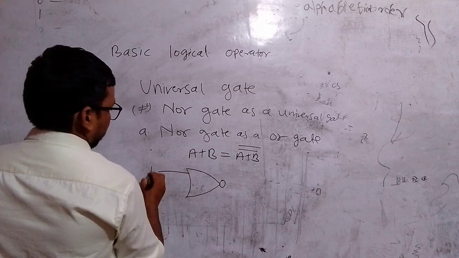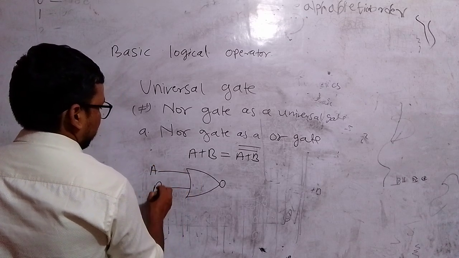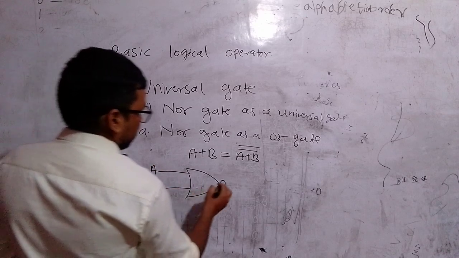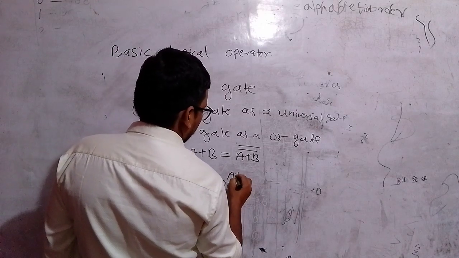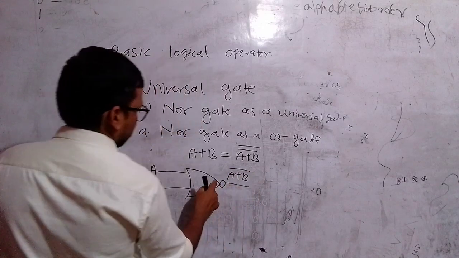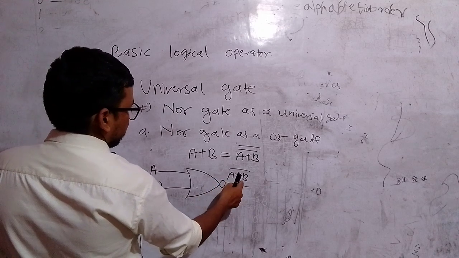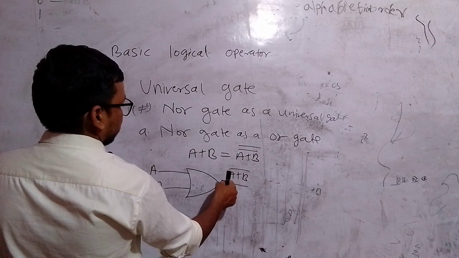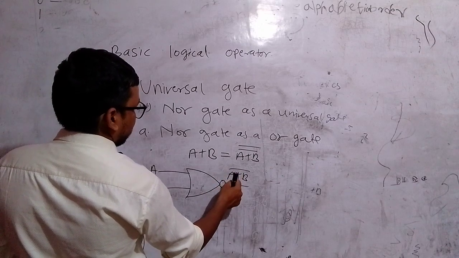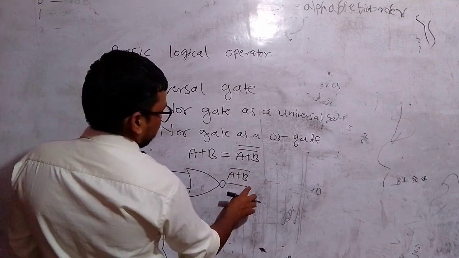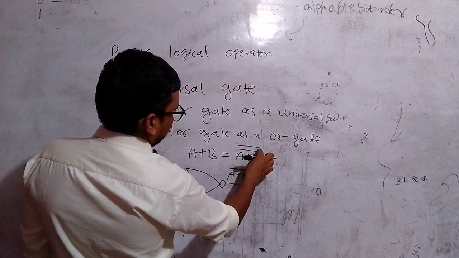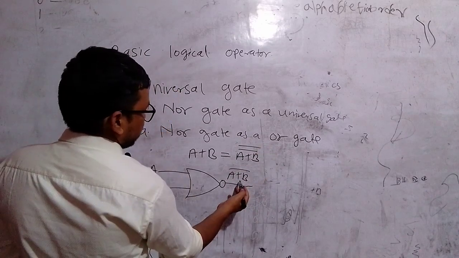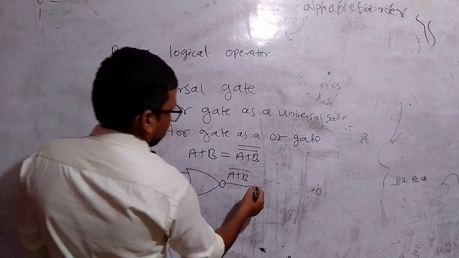This is the NOR gate, with inputs A, B. What will be its output? A plus B complement, because OR produces A plus B and this circle produces the negative. This circle produces the complement. That means A plus B complement. And again we need one complement, which means we can use the NOR gate as an inverter.